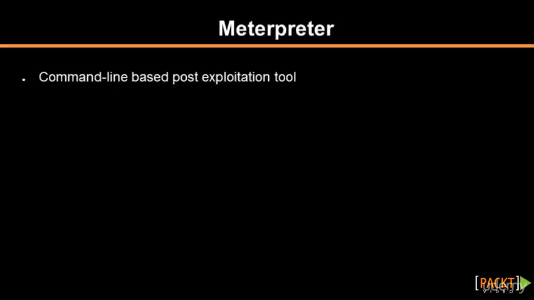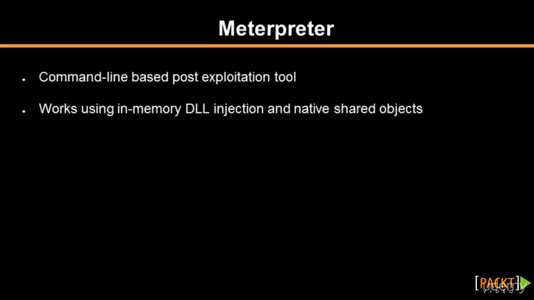Meterpreter works by in-memory DLL injection and native shared objects. DLL injection is basically a process where source code is run from within an already running process inside the memory. For example, Explorer.exe is a running process when the Windows operating system is running. So Meterpreter works by injecting its DLL inside that particular running process.